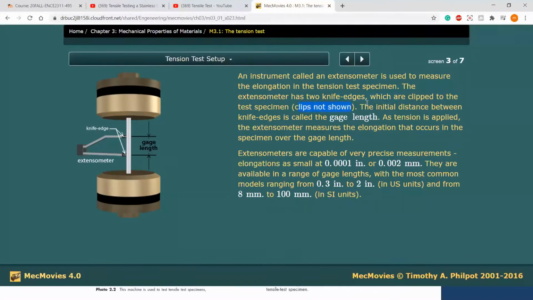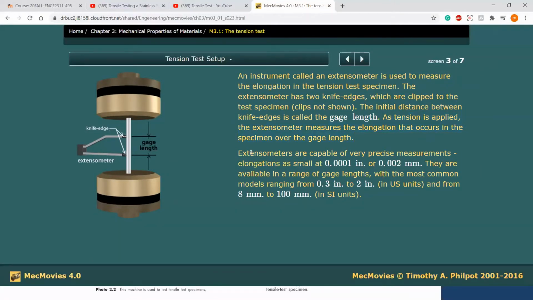The initial distance between the knife edges is called gauge length. So you should record the gauge length, and I will measure it during the experiment. Our tested specimen has a 2-inch gauge length. As tension is applied, the extensometer measures the elongation that occurs in the specimen over the gauge length. So as you apply load, the extensometer is going to measure the elongation, and we're going to be recording the elongation corresponding with the applied load.